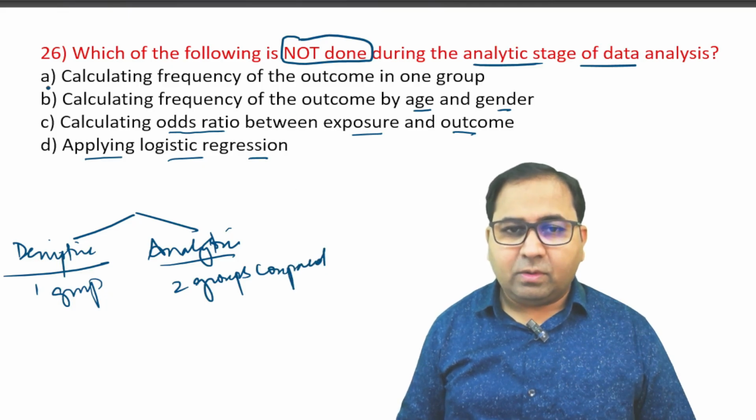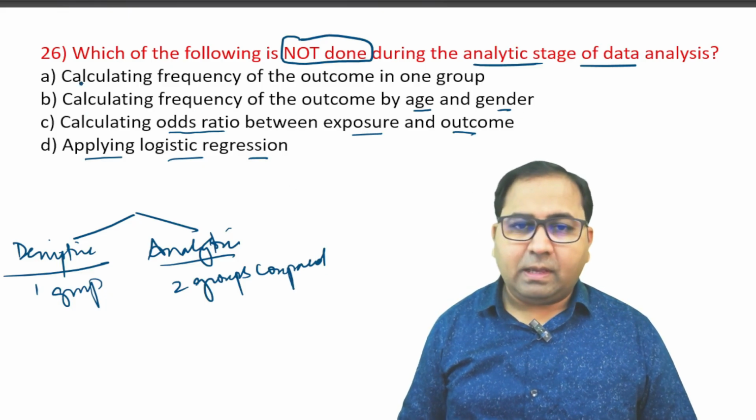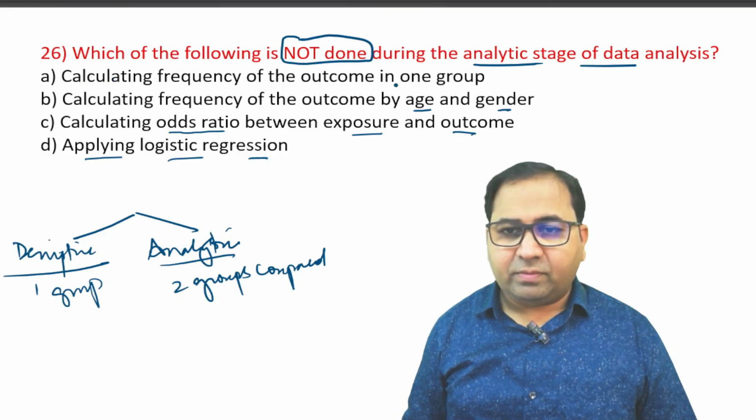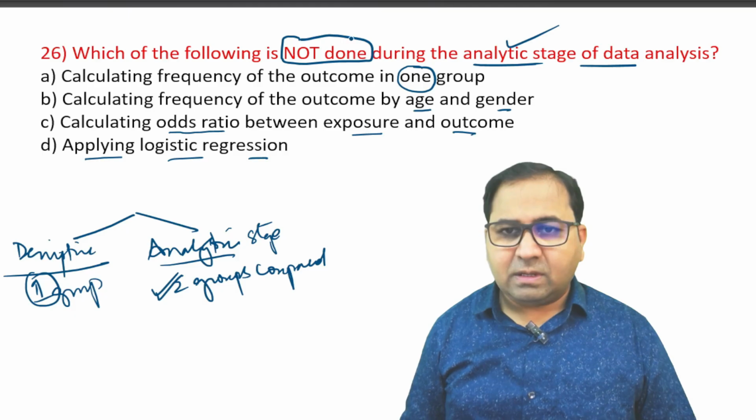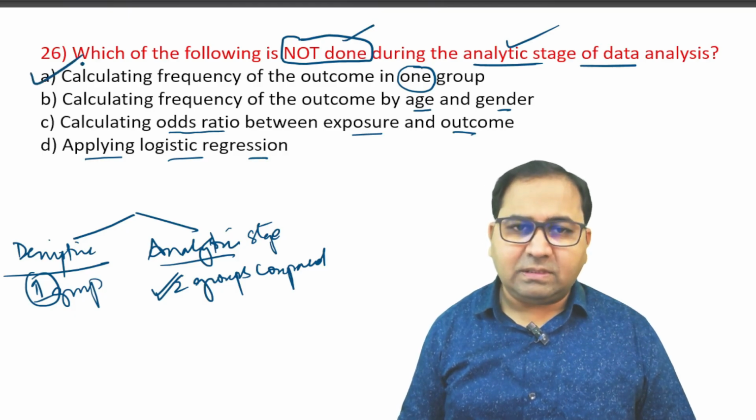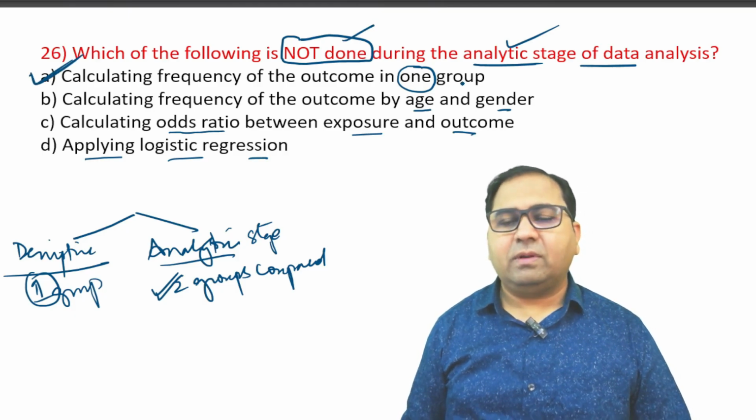Okay, so let us see the first option, calculating the frequency of the outcome in one group. One group is done in descriptive studies. So as the question was about the analytical stage of data analysis, in the analytical stage two groups are compared, but calculating frequency of outcome in one group is not done. So therefore, this itself is the answer for this question.